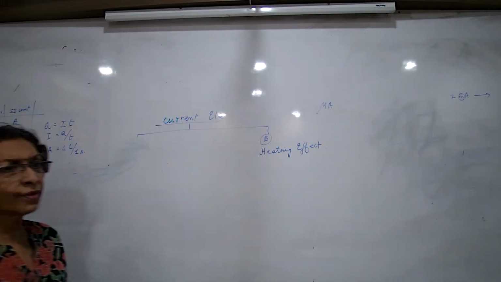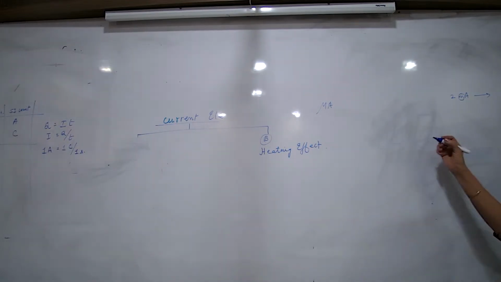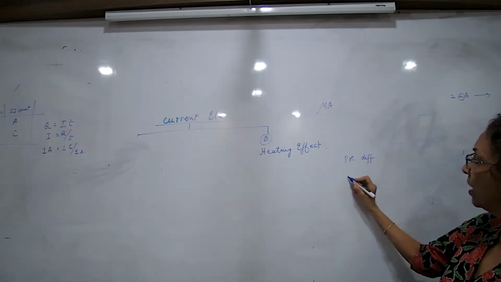Okay. How do we define potential difference? You remember what potential difference is? Potential difference is the work done per unit charge to move a unit charge from one point to another in an electric circuit. So it is in terms of the work done. Your potential difference is in terms of the work done.